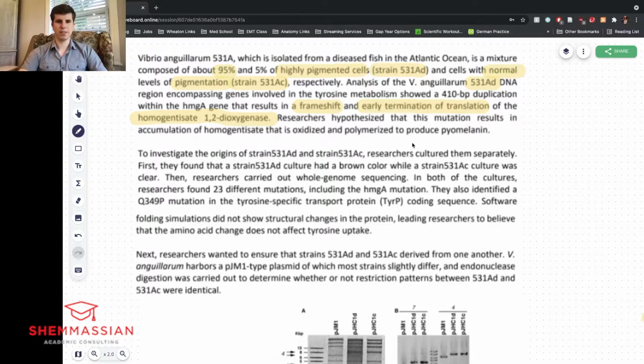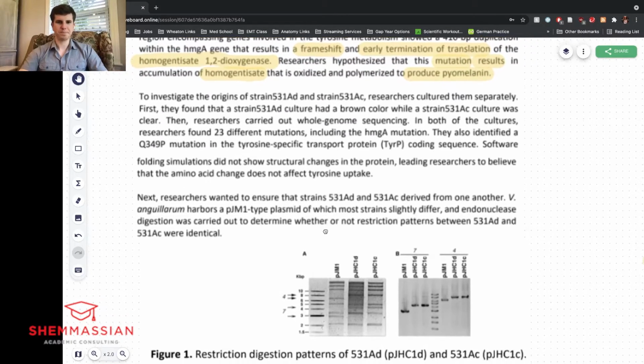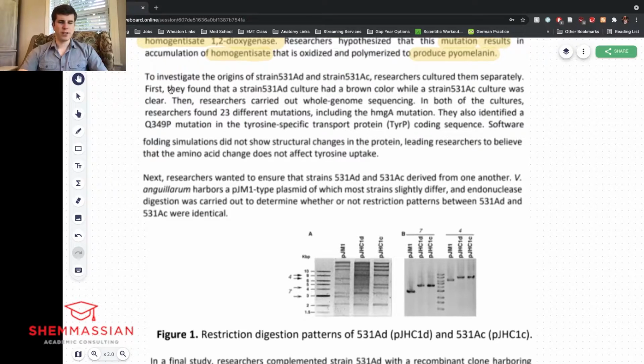Researchers hypothesized that this mutation results in accumulation of homogentizate that is oxidized and polymerized to produce pyomelanin. Okay, so the mutation results in this accumulation, which is oxidized and polymerized to produce this. It's just telling us the steps there. I'm not going to spend any more time on that. I'm not sure if that's helpful yet.